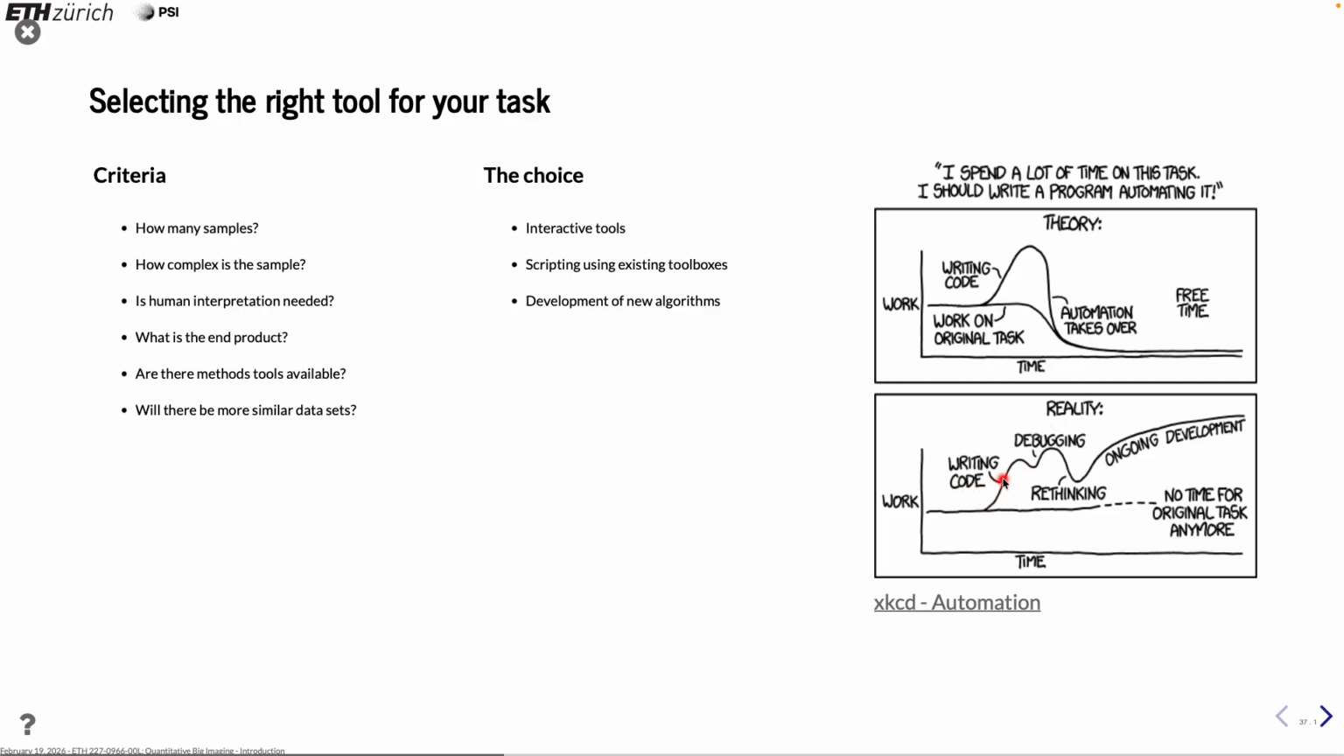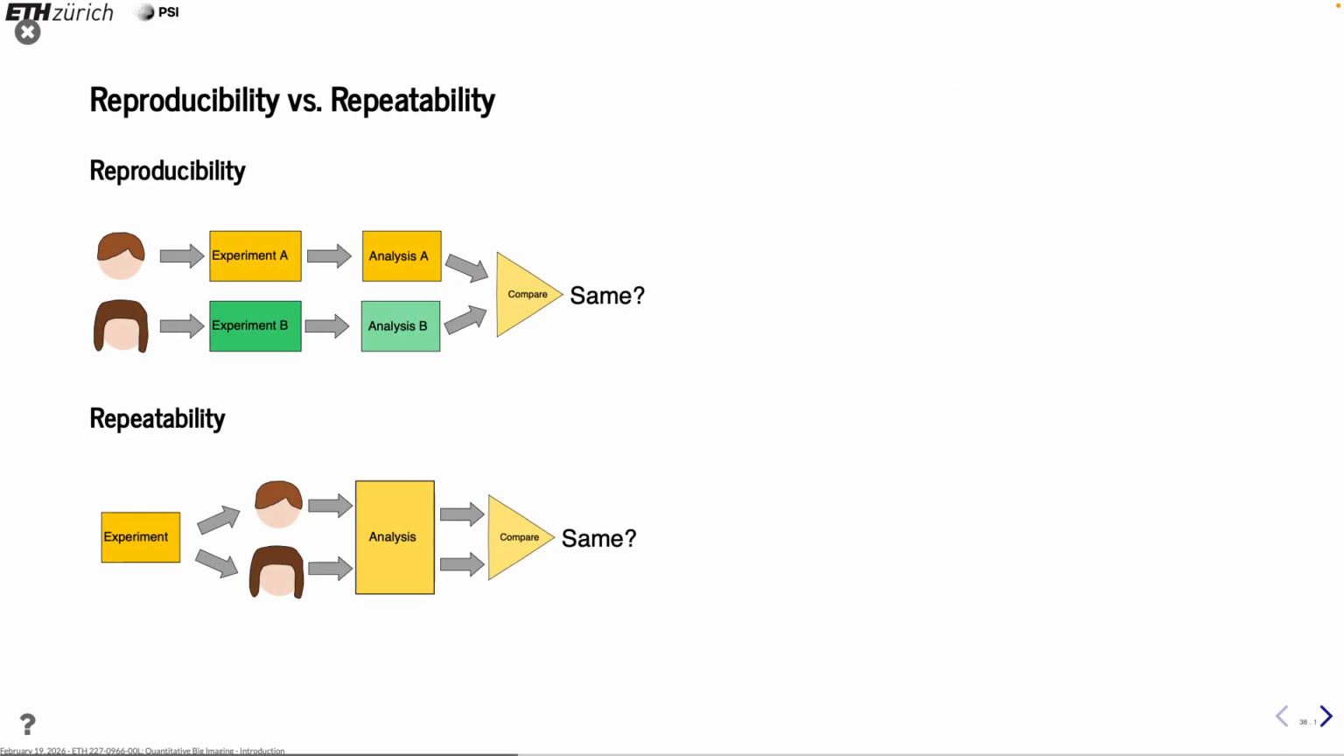And the choices, depending on the answer of these questions, is going for interactive tools or scripting using existing toolboxes, or also existing tools in some sense. Or finally, if those two are not available, then you have to go for developing new algorithms or writing new code. But I think that is mostly the last resort, and it goes towards this one, how much you're going to do analysis on these data.